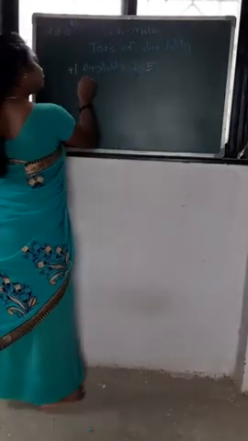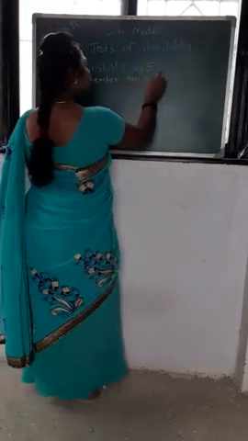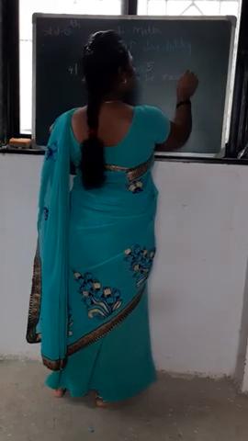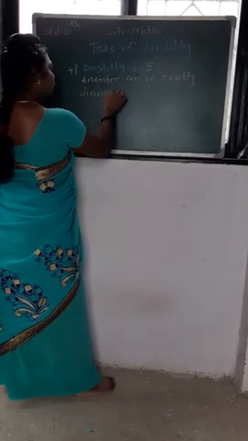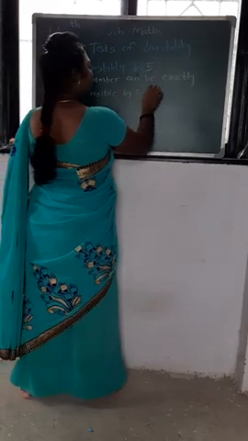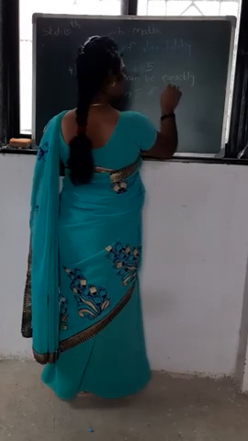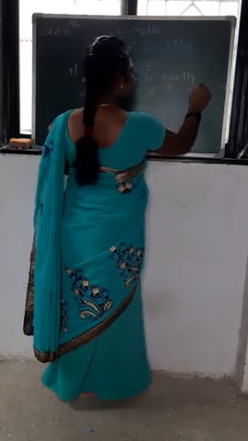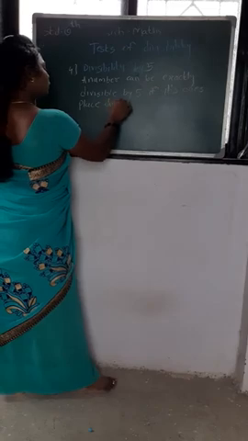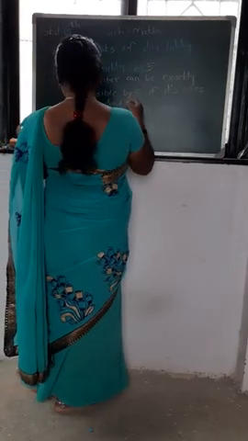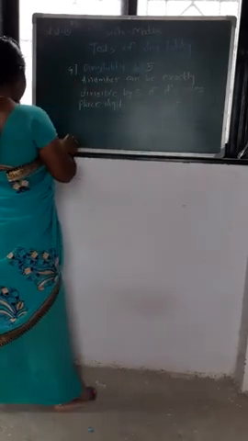A number can be exactly divisible by 5 if its ones place digit is 0 or 5.